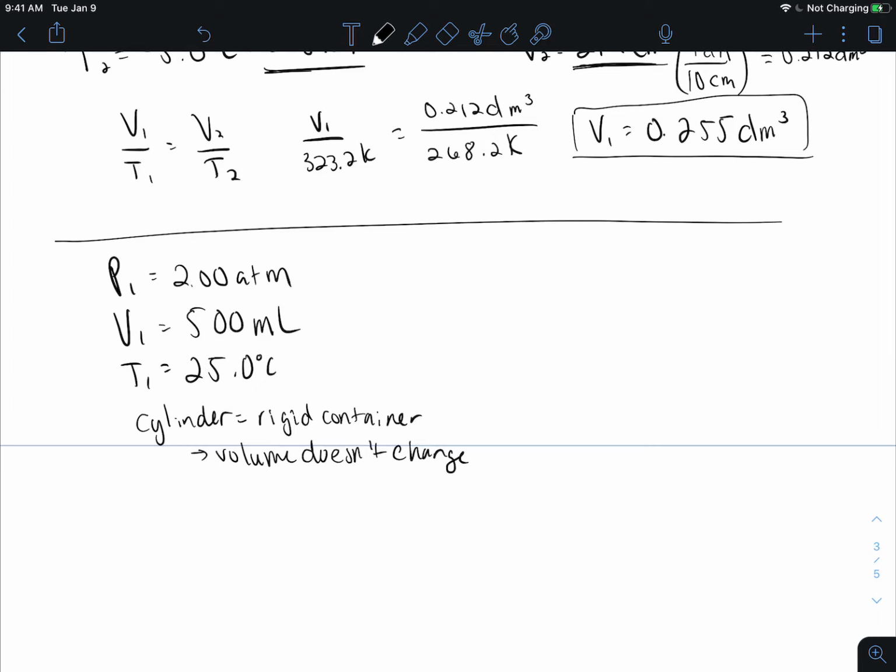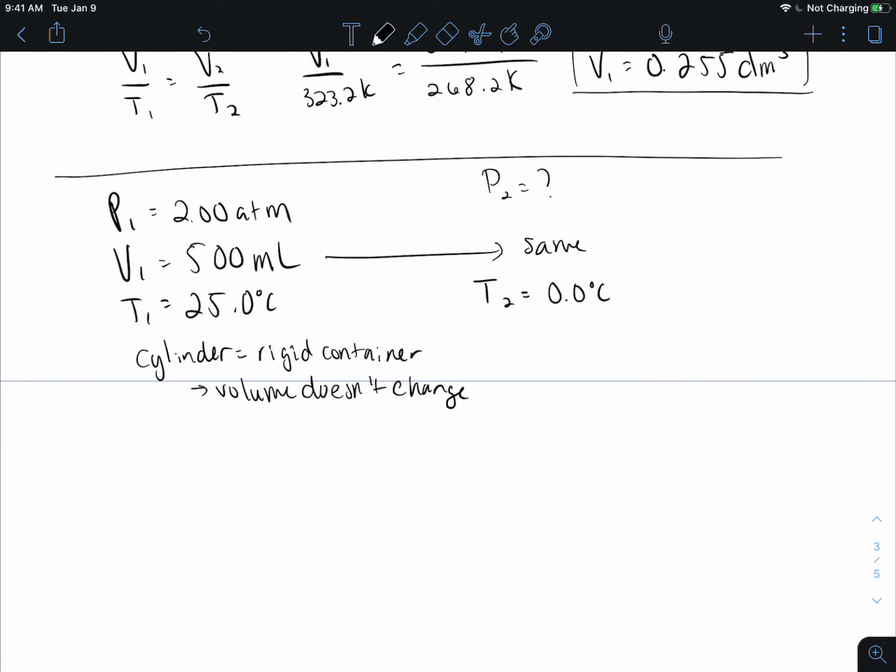We're going to see at what pressure the sample will be when we're at 0 degrees Celsius. So if we are at 0.0 degrees Celsius, what is our pressure? And this is the same here because we're in a rigid container. Again, the first thing you should do is convert into Kelvin. So add our 273.2 to 25, giving us 298.2. And then our T2, 0 plus 273.2, would give us 273.2.